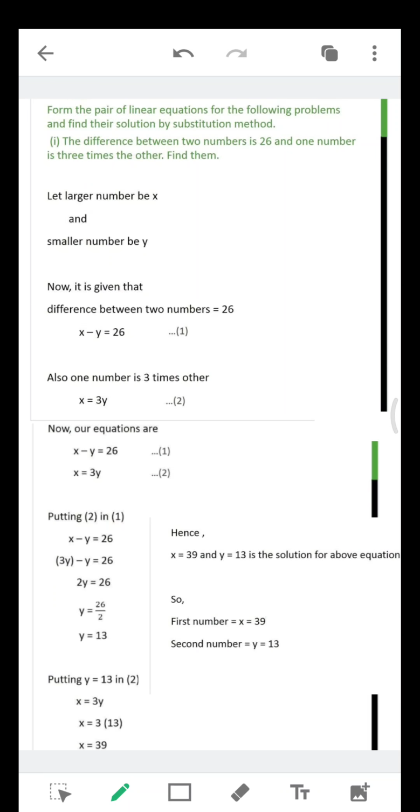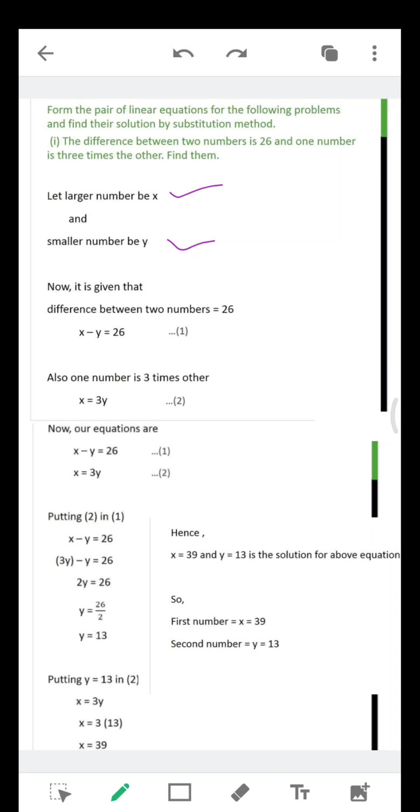Now let's see the next question, third question, first bit. Here it says the difference between two numbers is 26 and one number is 3 times the other. So there are two numbers whose difference is 26. Let the larger number be x and the smaller number be y. We should take the two numbers as x and y. As x is larger, the difference between them is 26, so I'll write x minus y equals 26. This is our equation number 1.